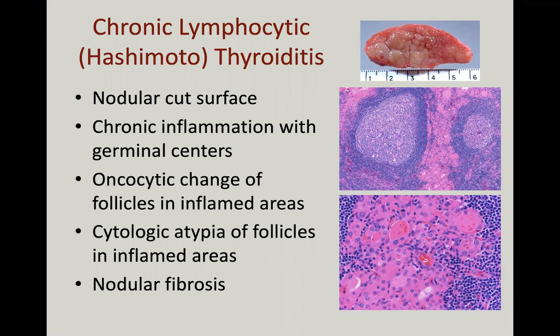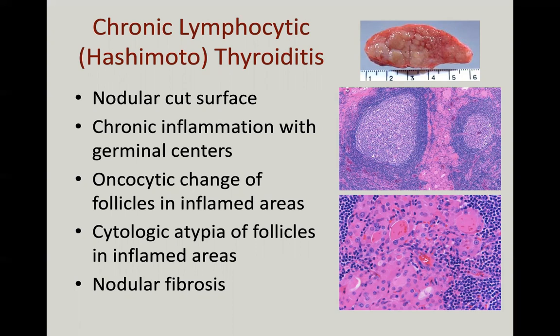They are actually hyperplastic. And so what do you see in Hashimoto's? You see this nodular cut surface. You see chronic inflammation with germinal centers. You see diffuse oncocytic change of thyroid follicles. So good to all of you who thought that and are writing it in the comments.